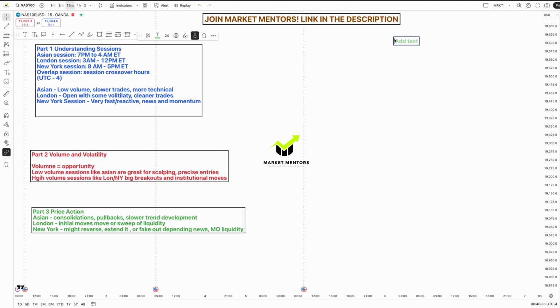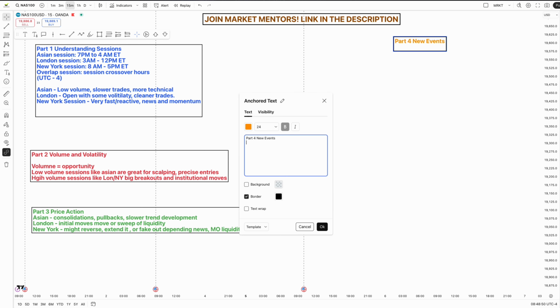And that'll bring us on to part 4, as I mentioned with the New York session price action. Fake outs with news, or mostly just news events, on part 4. So part 4, this should just be news events. Make this one a different color as well.